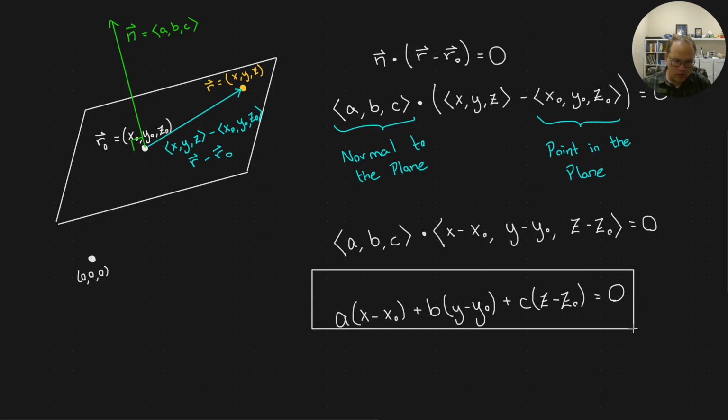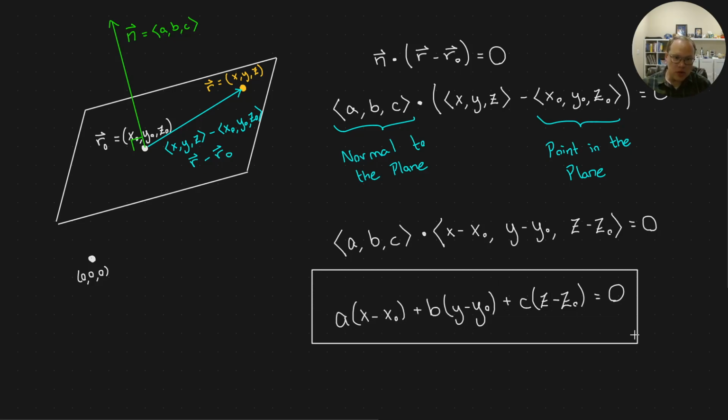This is one of the common equations that we usually use to represent the equation of a plane. If you ever see anything like this, you're dealing with a plane. Notice how easy it is to recognize the normal vector to the plane. It's just the coefficients of x, y, and z, right?